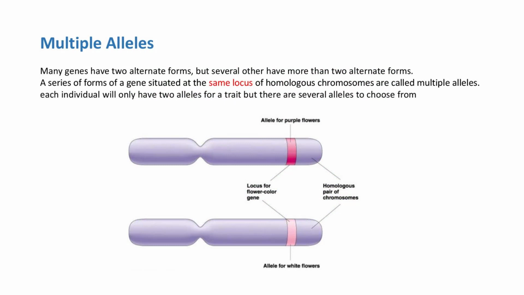Multiple alleles. Many genes have two alternate forms, that is, they only have two alleles for a particular trait, but there are several other traits that have more than two alleles. If a series of the forms of a gene are situated at the same locus of a homologous chromosome, they are called multiple alleles for that gene. Although there may exist several different forms of a trait, an individual can only inherit two forms of that trait.